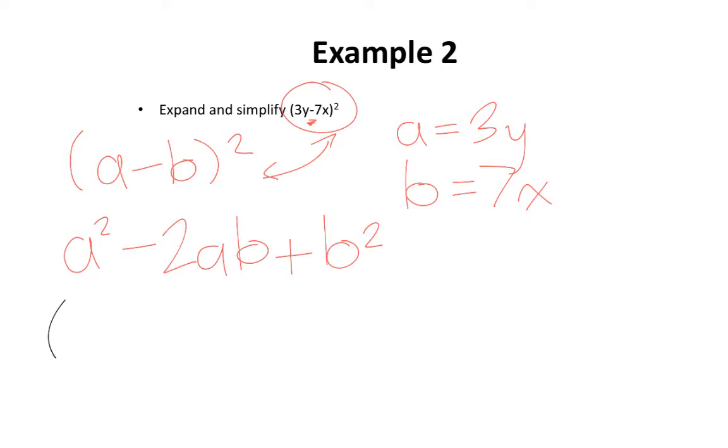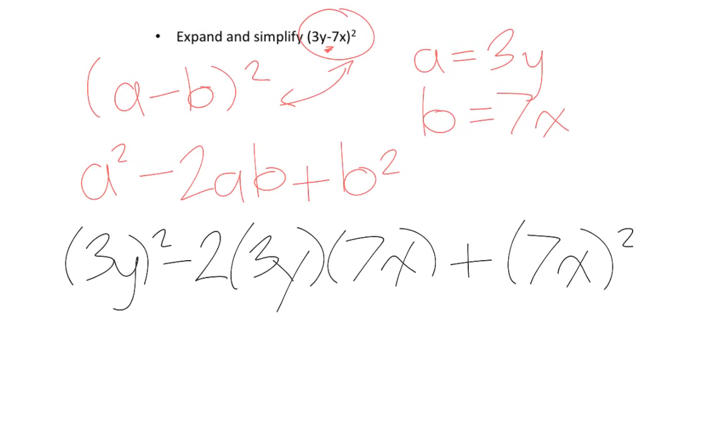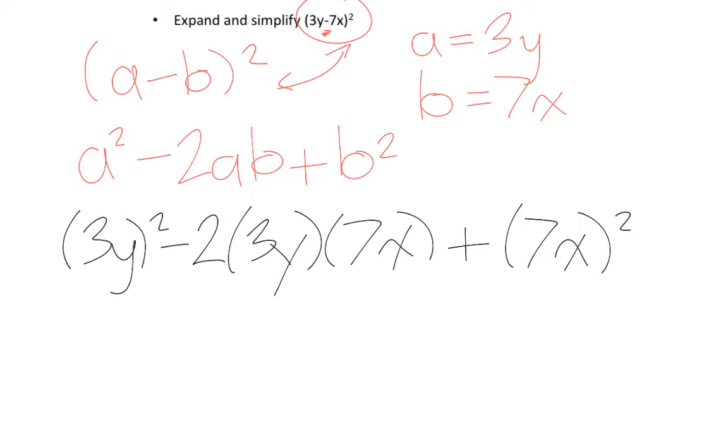Instead of writing a, I'm going to replace it with 3y. Instead of writing a again, I'm going to write 3y. Instead of writing b, I'm going to write 7x. And instead of writing b, I'm going to write 7x to the power of 2. At this point, I need to simplify some of these terms. Let's go ahead and do that.